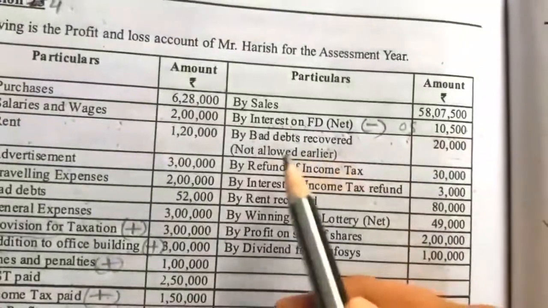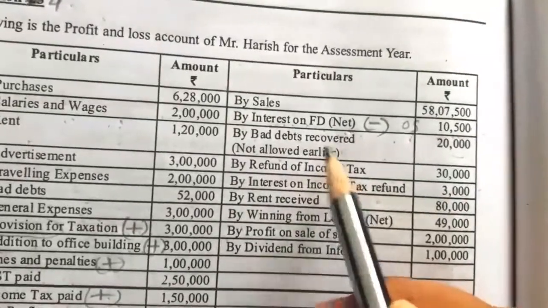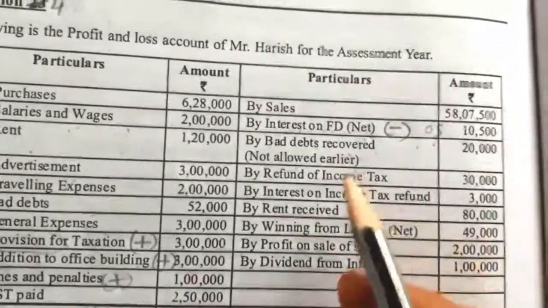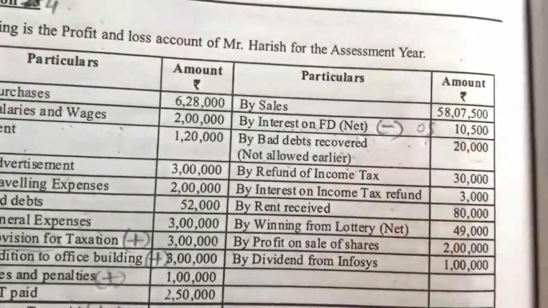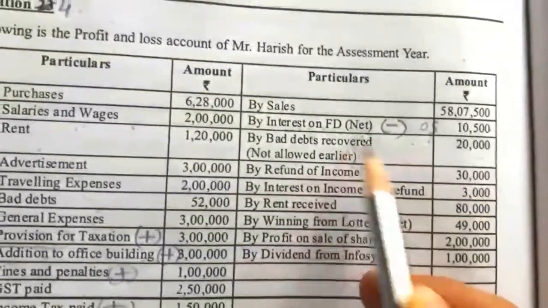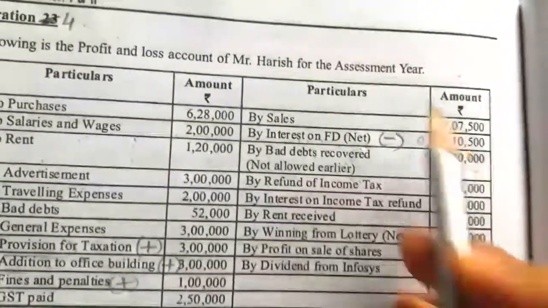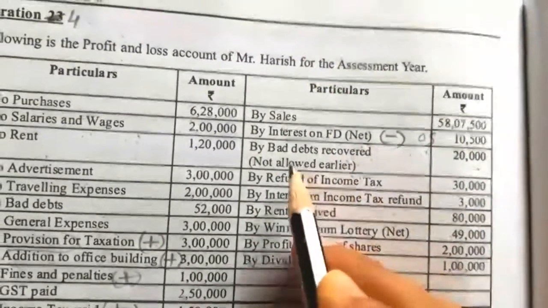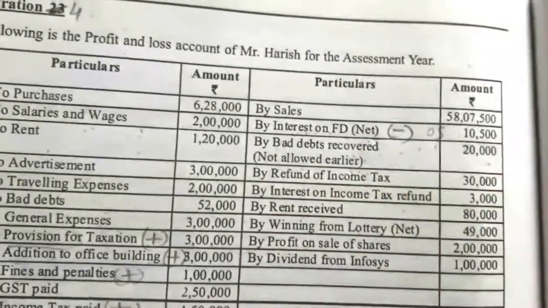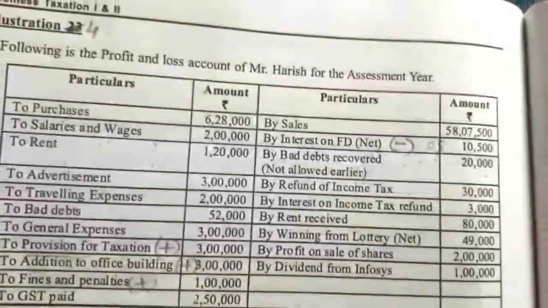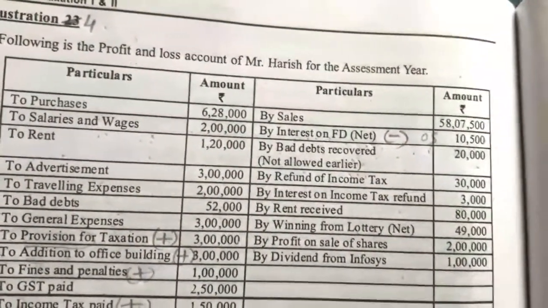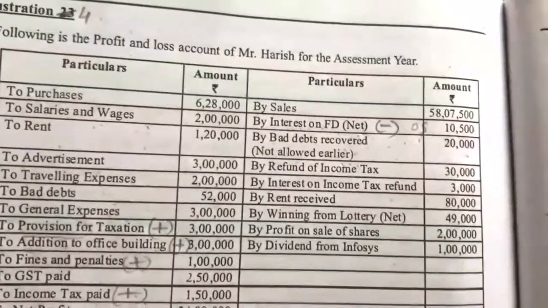Then bad debt recovered not allowed earlier. So there is a bad debt recovered. So this Harish, in this particular year, has recovered the amount of bad debt. He thought of it as a bad debt and he recovered it in one of the years. So it is an income to this Mr. Harish. But this bad debt recovered was not allowed earlier. So this bad debt was not taken earlier as an expense on the debit side, they have not taken it in the previous year.